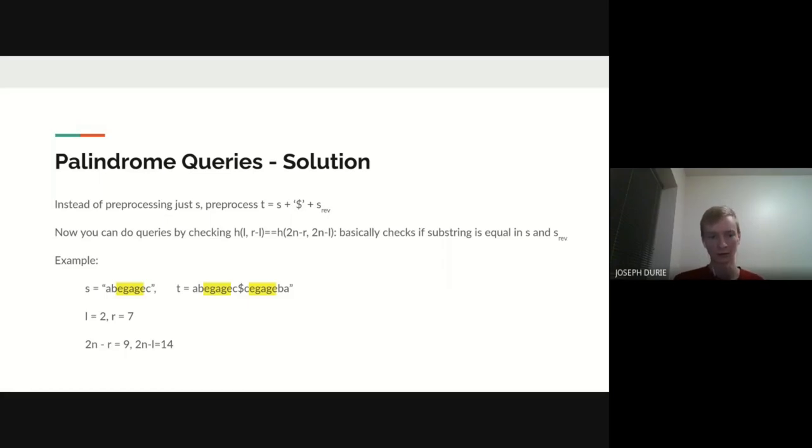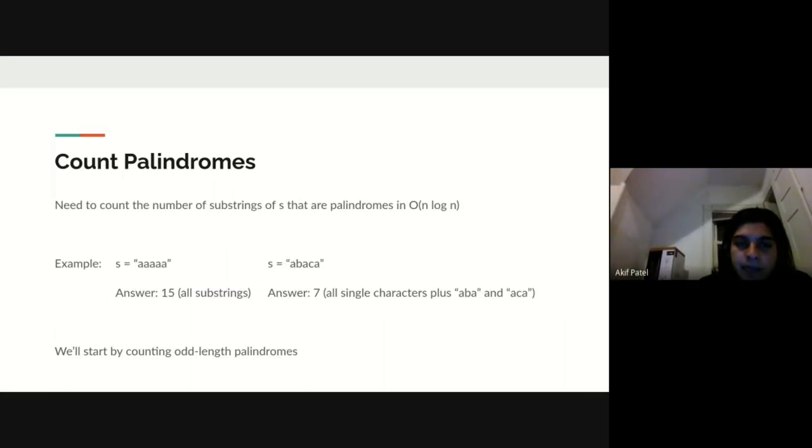Yeah, so this is the only problem we've had so far where we're working with a string that's not S and doing hashing on that. Okay, let's keep going.